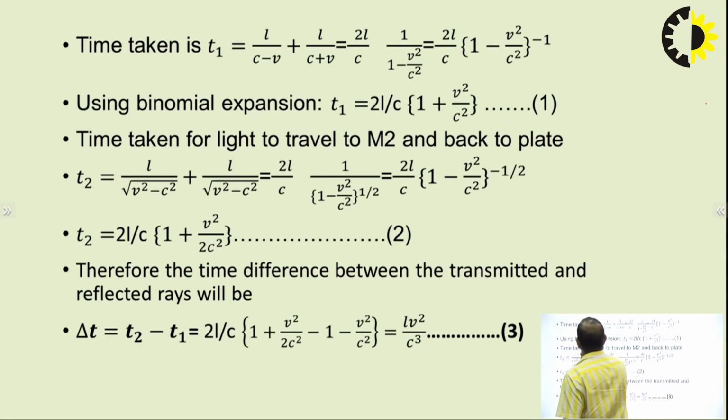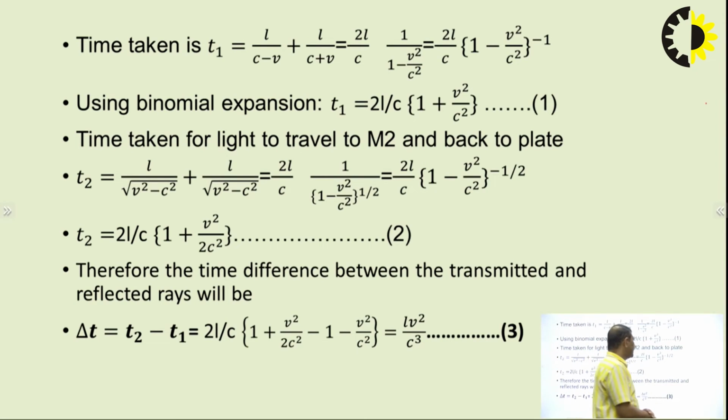Now, by taking the summation of these two times, T1 is the time for the horizontal mirror M1, which we have already estimated with respect to Earth frame. By doing the simple calculation and using the binomial expansion, we can find the value of T1. The value of T1 comes out to be 2L divided by c, within brackets 1 plus v square by c square. And the time taken for the light to travel towards the mirror M2, which we have estimated in both frames, Earth frame as well as ether frame, comes out to be T2 equal to 2L divided by c, 1 plus v square by 2c square, again by using the binomial expansion.